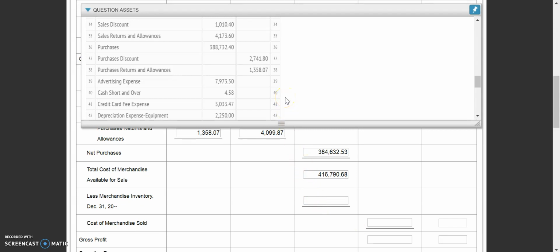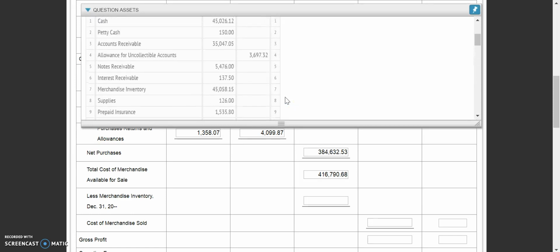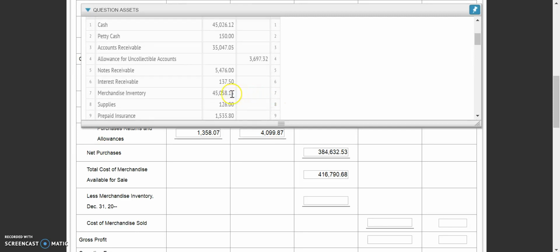So we need to find merchandise inventory, which I believe is right up here in our assets section. It's the only one that's kind of out of the way, I guess you could say, but merchandise inventory is an asset. It's the one thing that's kind of funky because we do need it in order to find our cost of merchandise sold. So we plug in that $45,058.15, again coming from our adjusted trial balance. And that will give us our cost of merchandise sold.